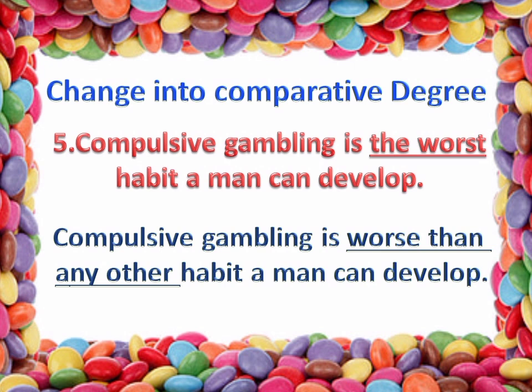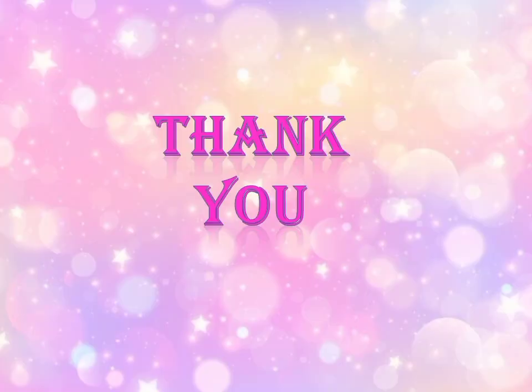The fifth one is, compulsive gambling is the worst habit a man can develop. It is TAN model. The given sentence is in superlative degree. The worst is used. The compared noun habit is in singular. Therefore, the comparative degree is, compulsive gambling is worse than any other habit a man can develop.